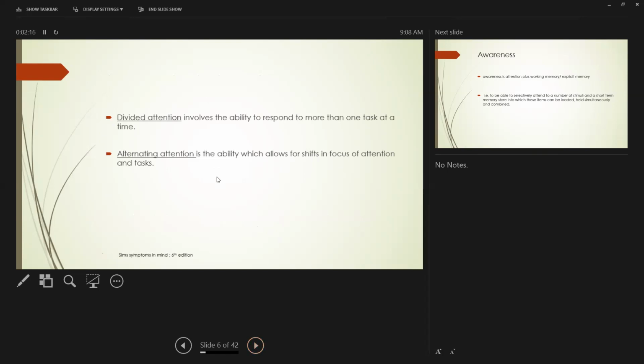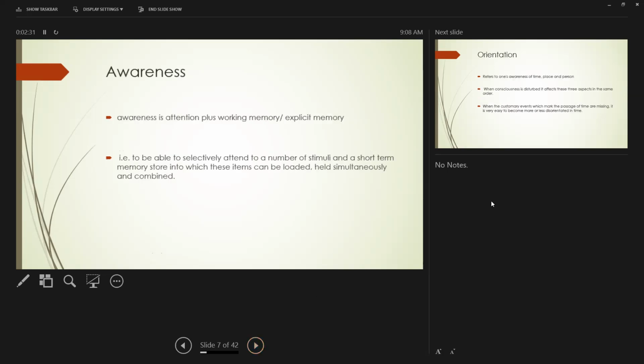Then there is divided attention, that is being able to respond to more than one task at a time. And alternating attention is the ability which allows a shift in focus of attention and task. Then what is awareness? Awareness is attention plus working memory or explicit memory. That is to be able to selectively attend to a number of stimuli and a short-term memory store into which these items can be loaded, held simultaneously and combined.